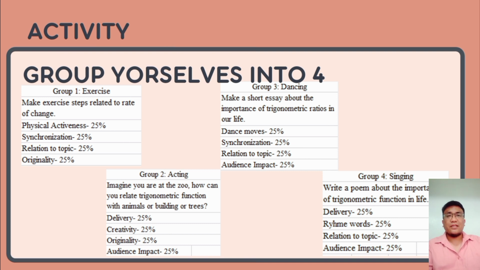But those who want to sing, go to group 4. Compose a song and relate it to our topic, which is the rate of change or the differential calculus. Delivery is 25%, rhyme of words 25%, relation to topic 25%, and also the audience impact is 25%, for the total of 100%. Okay, group yourselves.